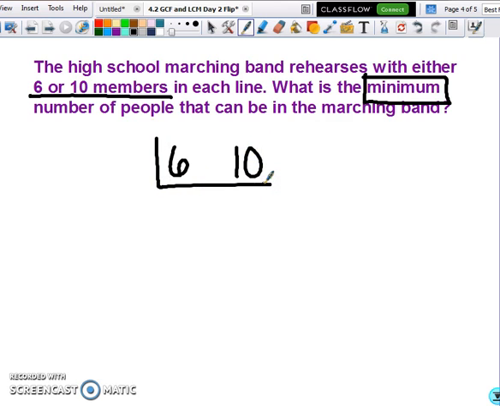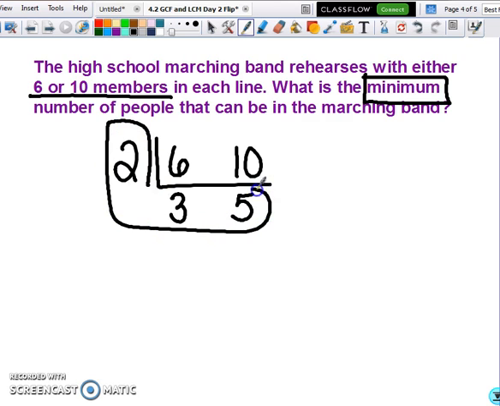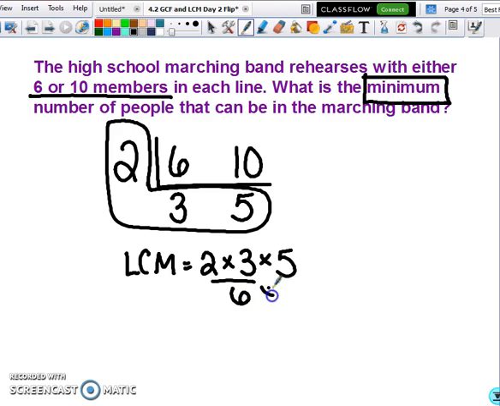So let's go ahead and put this in the upside down birthday cake. And let's pull out common factors. Well, I know that I could take out that 2 because 6 and 10 are both even. 6 divided by 2 is 3 and 10 divided by 2 is 5. They have no more common factors, so I'm making my bubble L, and the LCM is 2 times 3 times 5. That means that 2 times 3 is 6, and 6 times 5 is 30.